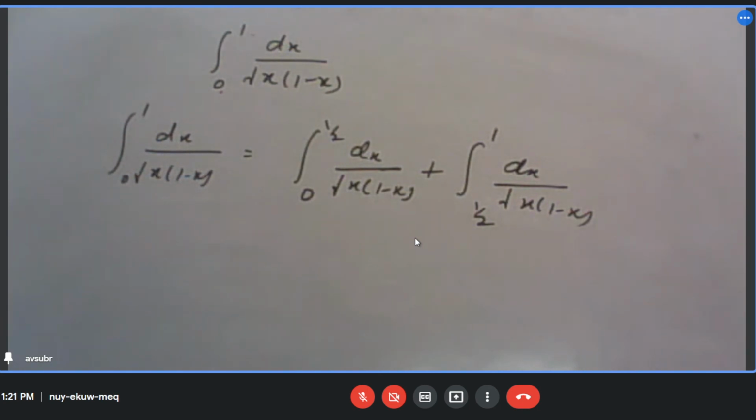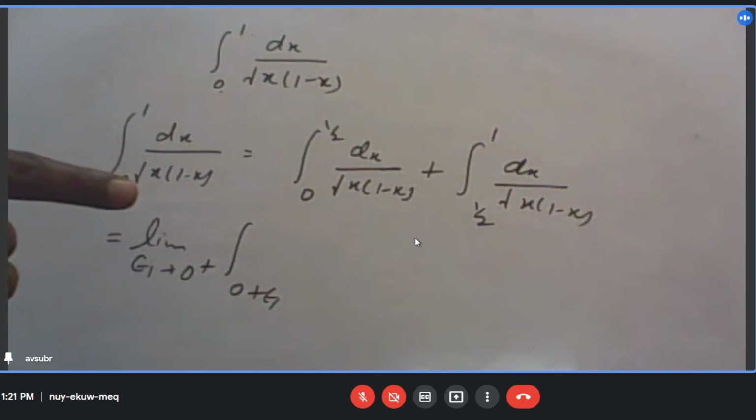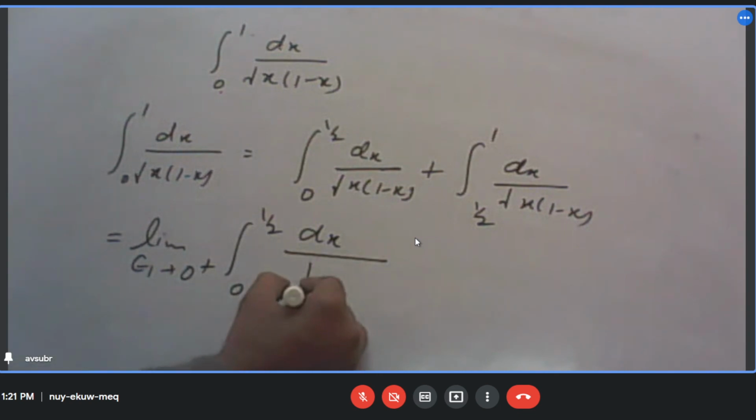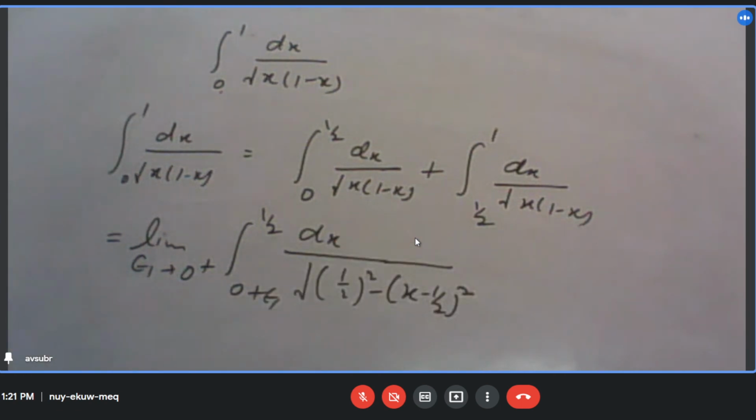Can I write it like this? Surely I can. Now the limit as epsilon 1 tends to 0, so 0 plus epsilon 1, slightly going towards the right, to 1 by 2, dx by root over (1 by 2) square minus (x minus 1 by 2) square, plus the limit as epsilon 2 tends to 0, from 1 by 2 to 1 minus epsilon 2, dx by root over (1 by 2) square minus (x minus 1 by 2) square.